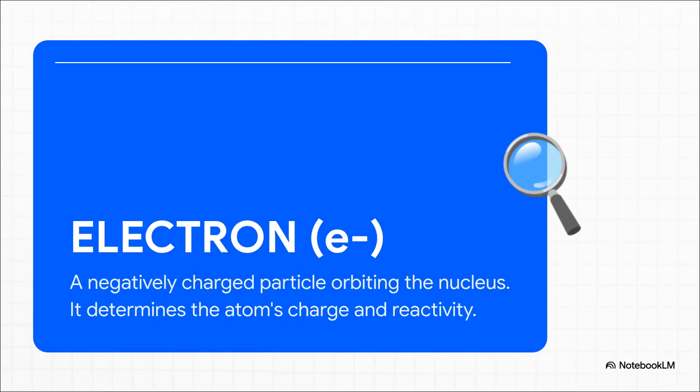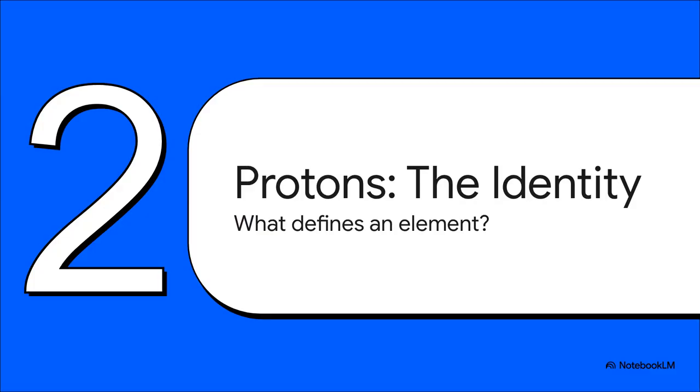And finally, zipping around that nucleus, you've got the electron. Electrons are these tiny, negatively charged particles. You could say they're the atom's personality. Their number and how they're arranged determines what other atoms it'll interact with and, as we're about to see, its overall electrical charge.